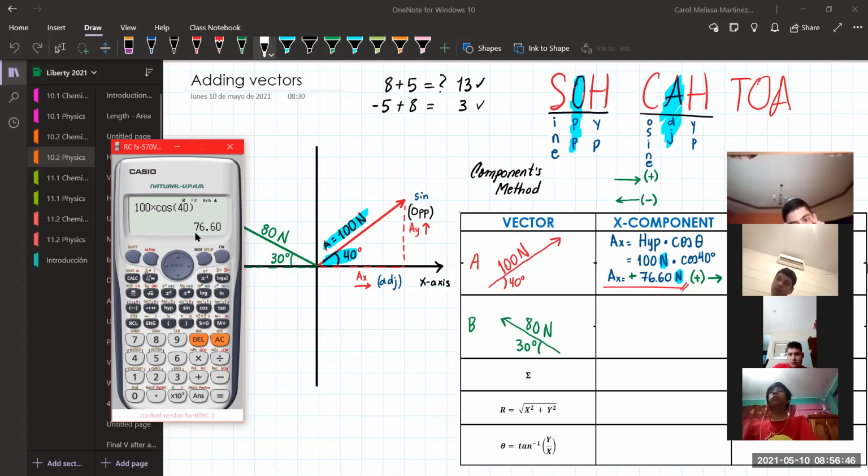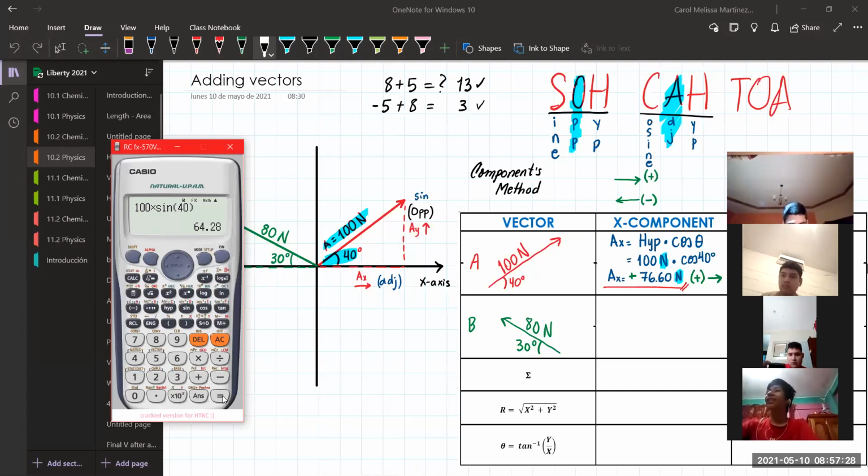Now, for the y component, we apply the same formula. Well, similar. So we replace by the given 100 newtons times the sine of 40 degrees. Take your calculator with you and apply the procedure. 100 times sine of 40 degrees equals. Did you get the same answer? And again, yes, the answer over there is in Newton.